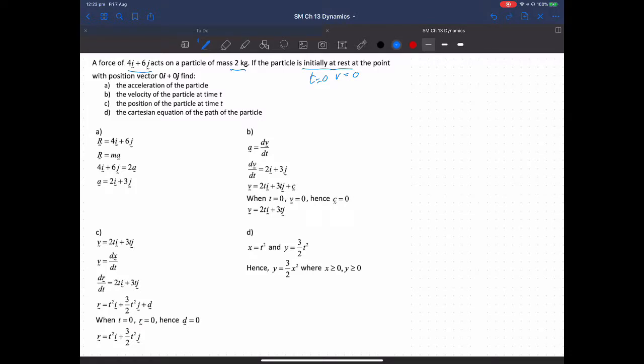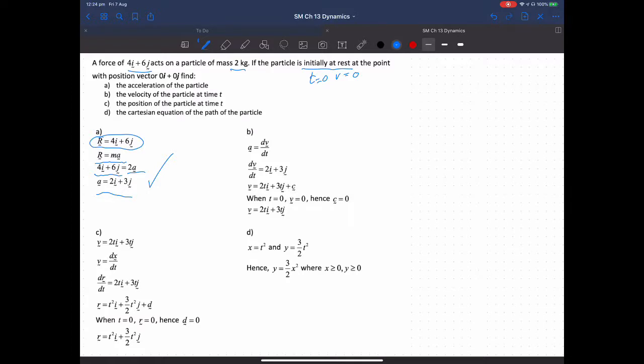So, we are told that the force, that is R, is equal to 4i plus 6j. We know R equals mass times acceleration. We were told the mass was 2, so we've now got R equals mass times acceleration, which is 4i plus 6j equals 2a. I have divided through by 2, so the acceleration vector is equal to 2i plus 3j.